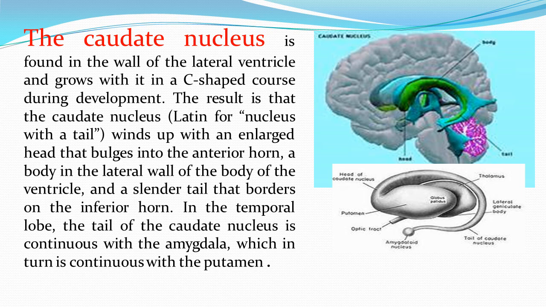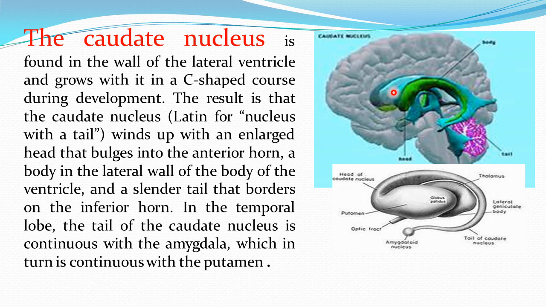Caudate nucleus. It is found in the wall of the lateral ventricle, as I showed you in the 3D video, and grows with it in a C-shaped course during development. The result is the caudate nucleus, Latin for nucleus with a tail. Caudate means a nucleus with a tail. It winds up with an enlarged head that bulges into the anterior horn, a body in the lateral wall of the body of the ventricle, and a slender tail that borders the inferior horn.